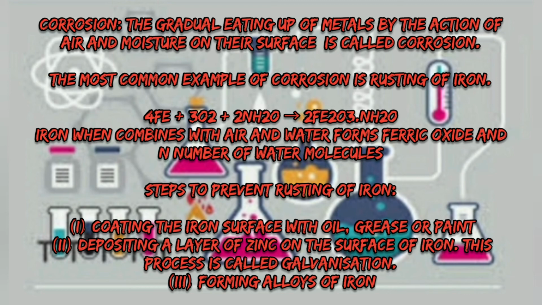Steps to prevent rusting of iron. 1. Coating the iron surface with oil, grease or paint. 2. Depositing a layer of zinc on the surface of iron. This process is called galvanization. 3. Forming alloys of iron.